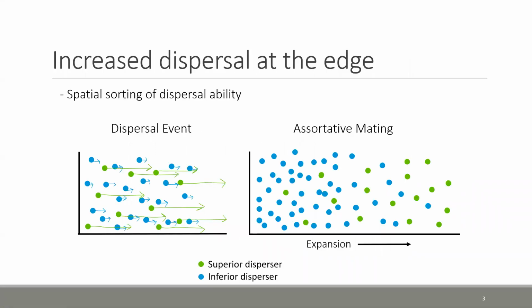Increased dispersal ability at the edge of a range expansion evolves due to spatial sorting of dispersal ability. To illustrate this, imagine a population like depicted at the left here that shows the population expanding to the right. The good dispersers in green will move further than the blue dots, and over several generations of this, with assortative mating between the good dispersers, there will be an evolution of increased dispersal ability at the edge of a range expansion.